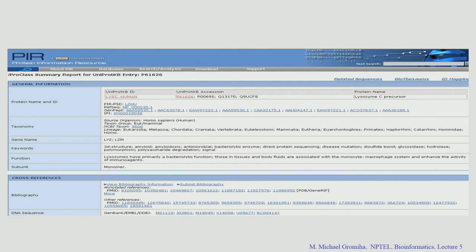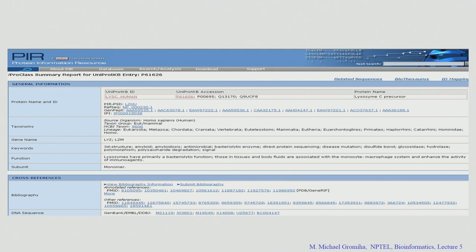So, you can obtain the specific protein sequences based on various search options. This is where they give various keywords for this particular protein. Then they give the function, right. This is mainly a bacteriotic function, right. Here the tissues and body fluids are associated with the monotype monophase system. So, they give the specific function of a particular protein.